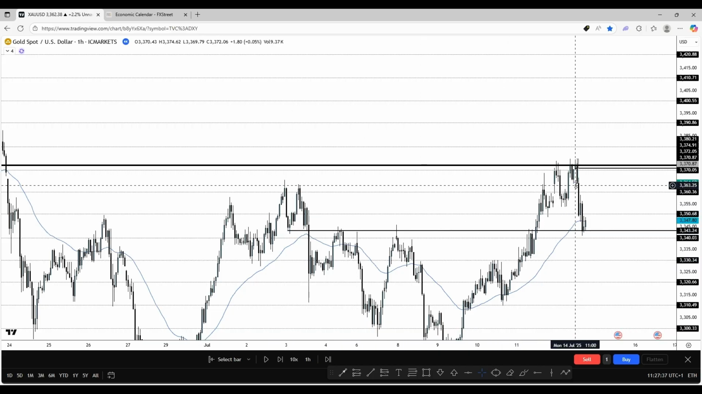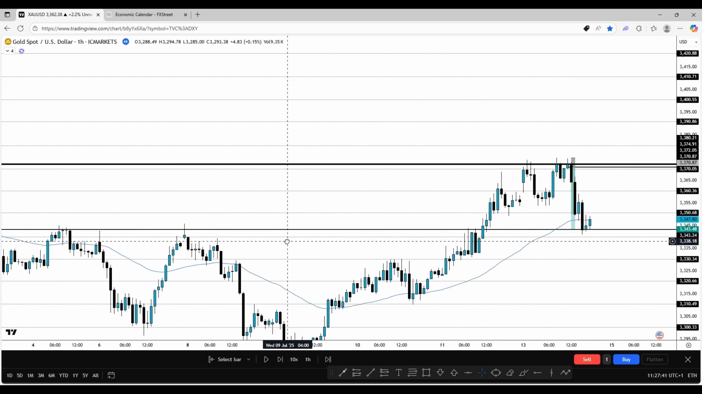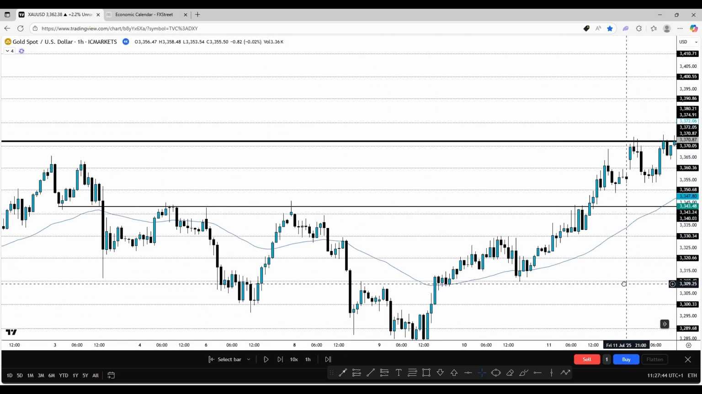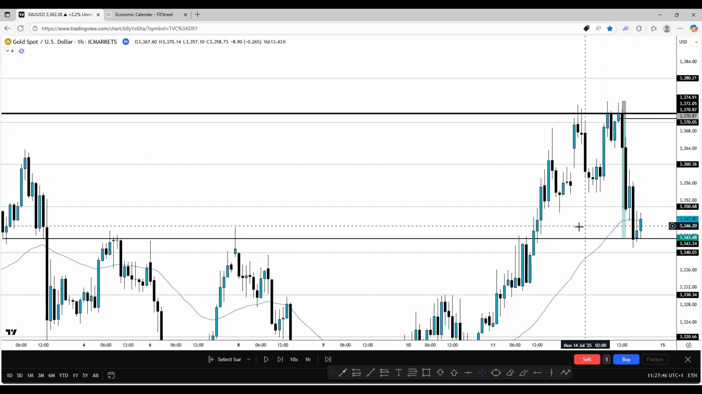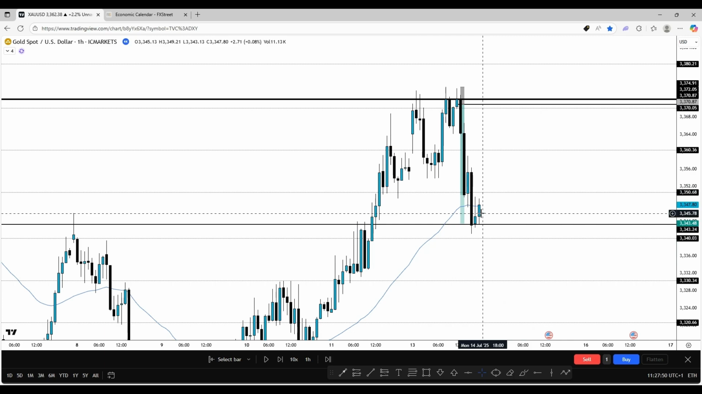Based off what the hourly does, I'll probably target the next large support and resistance area, like so, and you can see exactly what happened on this area here. Price came back, and what did it do? Came into the level, left a rejection wick, and then started pushing back up to the upside.